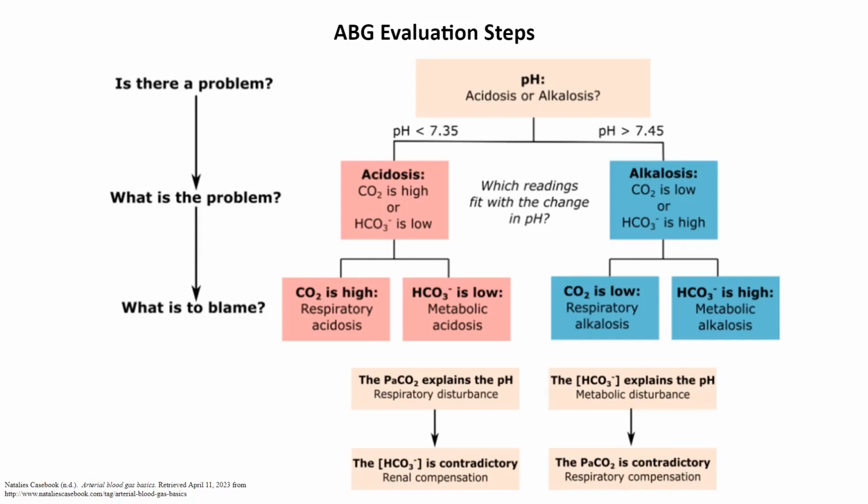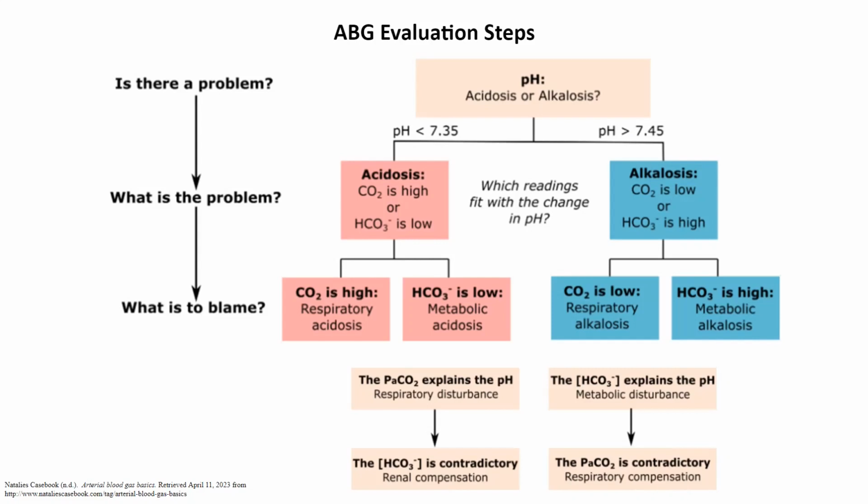If the patient has a high CO2, they have respiratory acidosis. And if they have a low CO2, they have respiratory alkalosis. If the patient has a high HCO3, they have metabolic alkalosis. And if they have a low HCO3, they have metabolic acidosis. Now, that's if it's the causative problem.